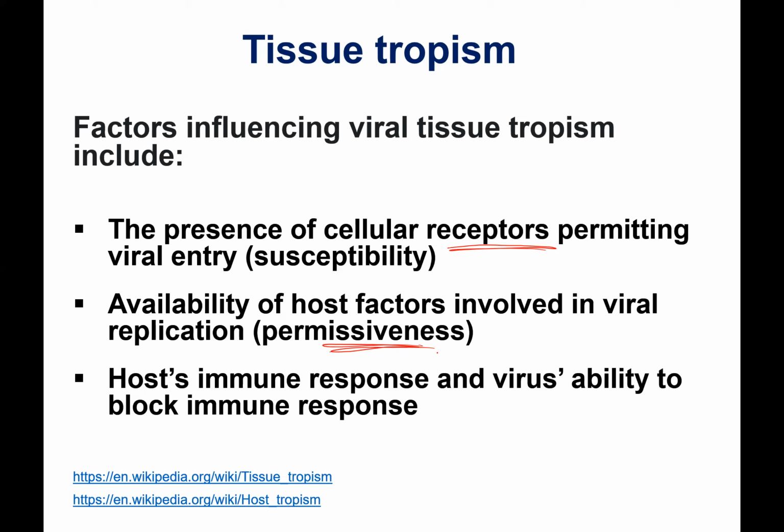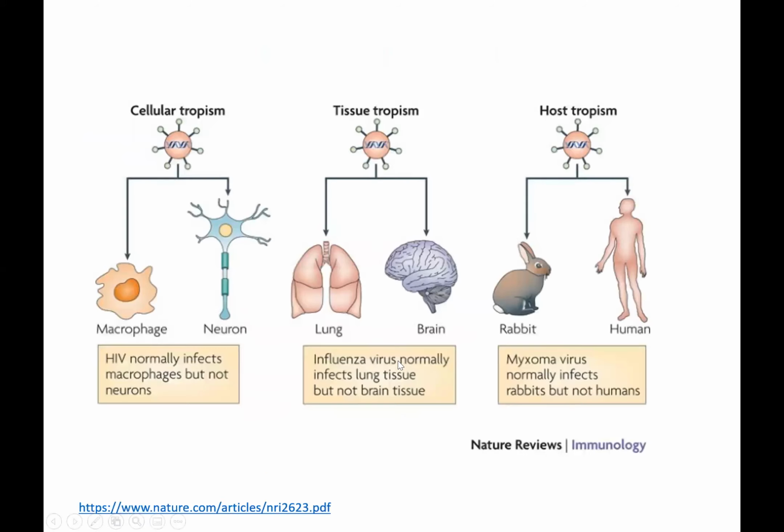And then the third part that influences a virus's tissue tropism is the host's immune response and the virus's ability to block it. So this goes a little bit further than just straight tropism, but to have a productive infection, a virus needs to be able to make more virus and spread. And usually that involves knocking down the host immune response, especially when we're talking about multicellular organisms. So let's look at each of these factors.